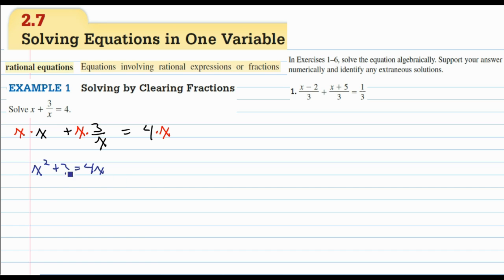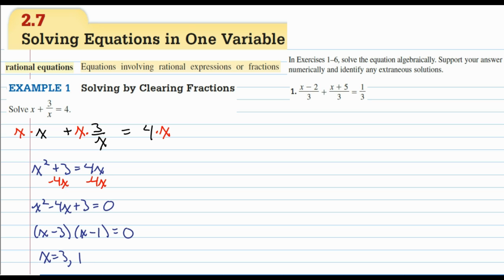Now I can set this equal to 0. I can factor, so I have x minus 3 times x minus 1 equals 0. So I think that x equals 3 and positive 1 will make the left side equal to the right side. Now, we have been working with the calculator a lot, checking our work by graphing the left side in y1, the right side in y2, and finding the intersections to see if we actually got an intersection at x equals 3 and x equals 1.